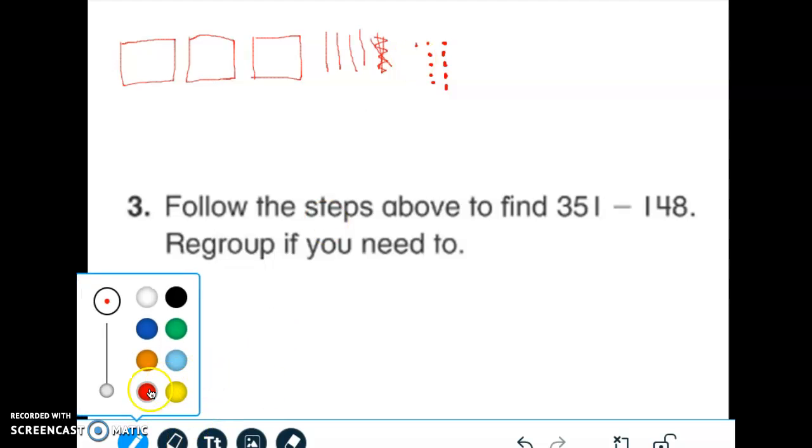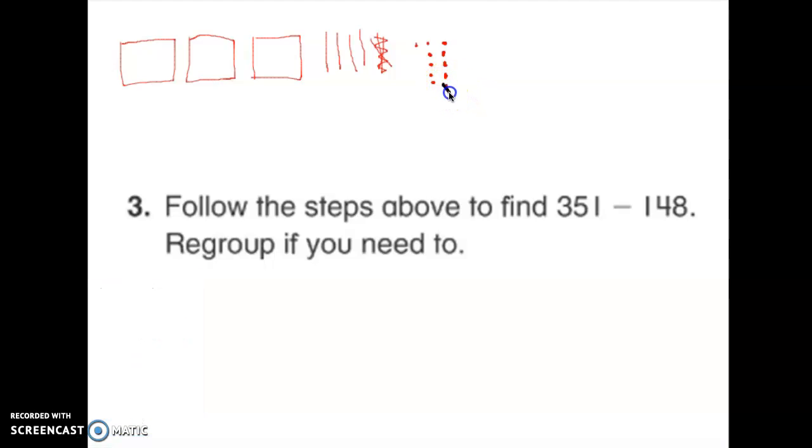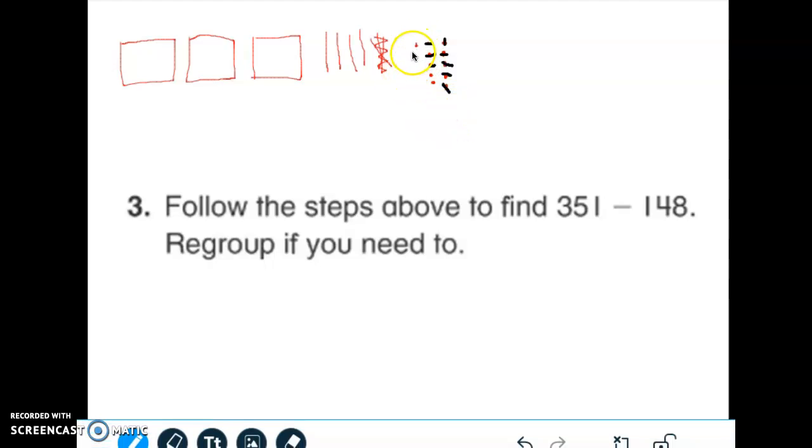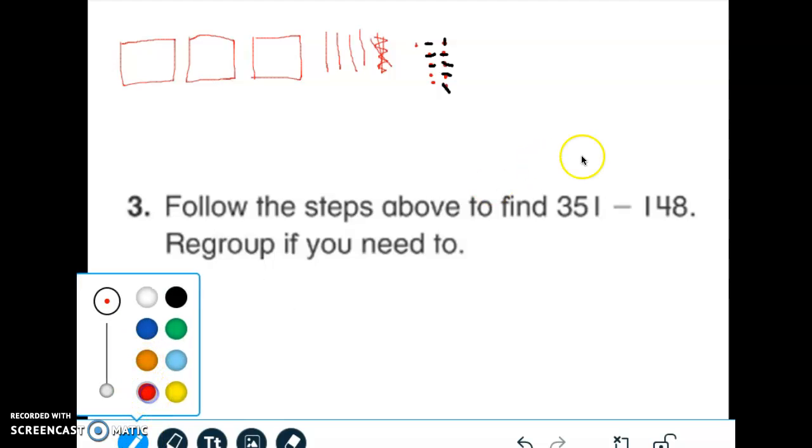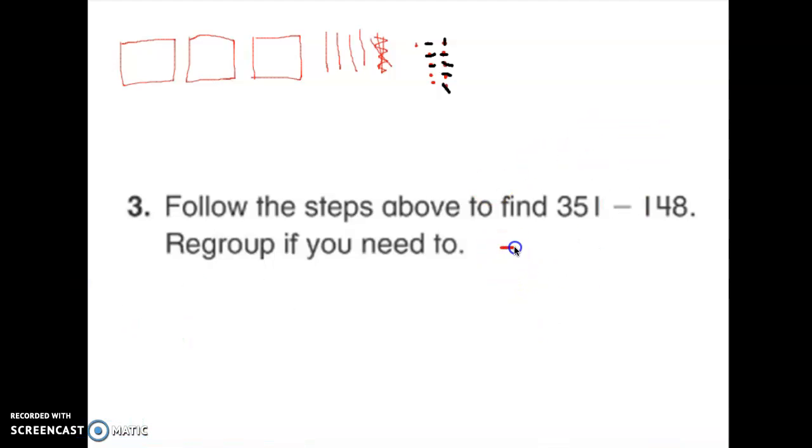I'm going to do that in black, so that way you can see it a little bit better. So cross that out, 1, 2, 3, 4, 5, 6, 7, 8. So now it looks like we're left with 1, 2, 3, 1. So our answer in the ones place is going to be a 3. I'm going to put an equal sign here, and we have 3 ones.